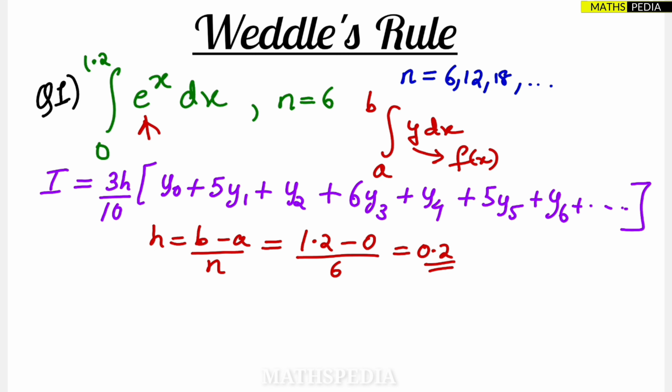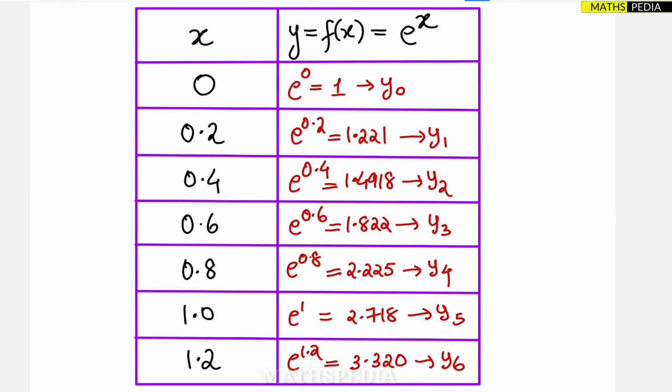After getting the h value, you can form the table. How to form the table? Very simple. You can draw it row-wise or column-wise, so you have to take 2 rows or 2 columns. I have taken 2 columns. The first column will represent the x values, and the x values begin from 0, because in the question it was given as integral from 0 to 1.2 of e power x dx. That means the lower limit is 0 and the upper limit is 1.2. So always in the x column you have to go from 0 up to the upper limit.